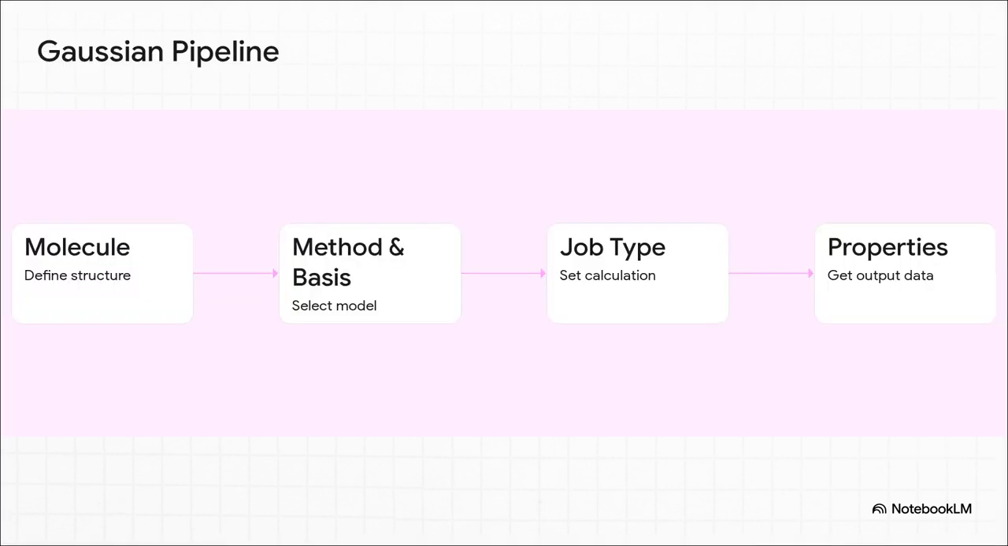Now, what's really interesting about this is the highly logical input-to-output pipeline. This forms the absolute beating heart of every single workflow you'll do. You start with a molecule, apply a method plus a basis set, define the calculation type, and boom, out come your properties. Grasping this flow, that is the ultimate key to mastering Gaussian.